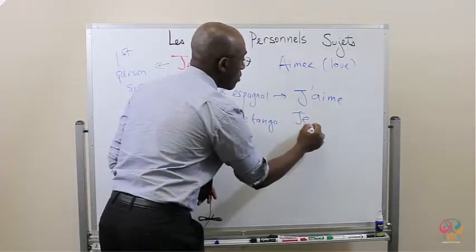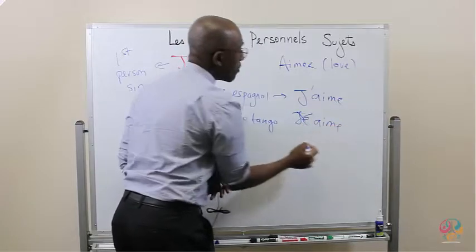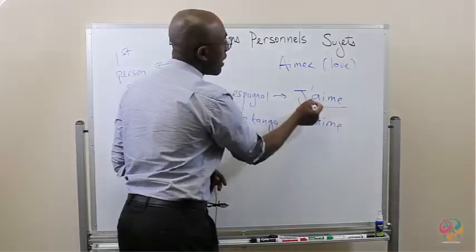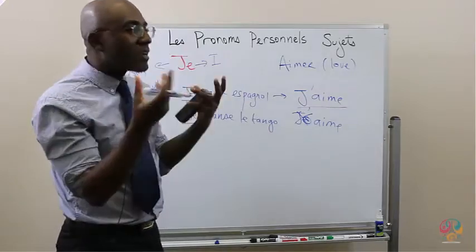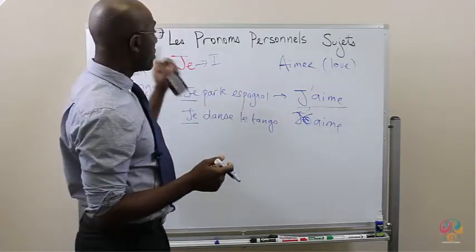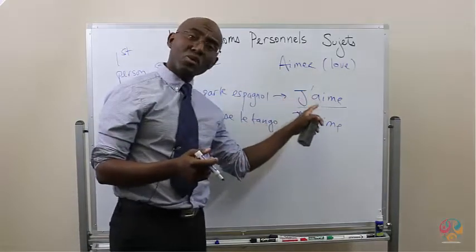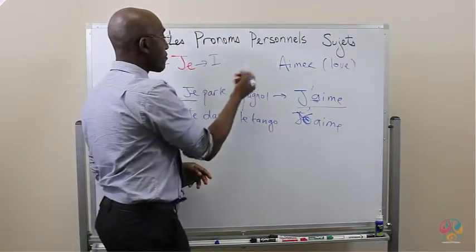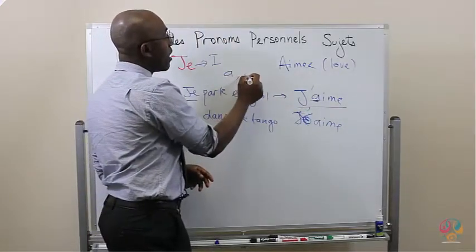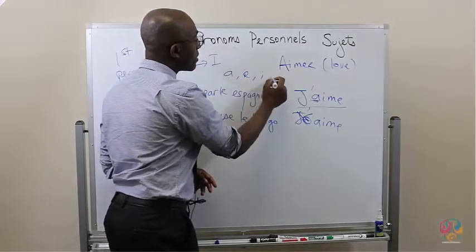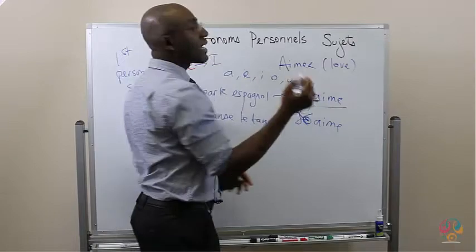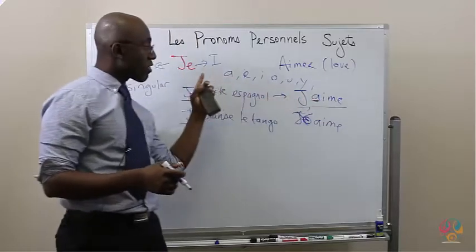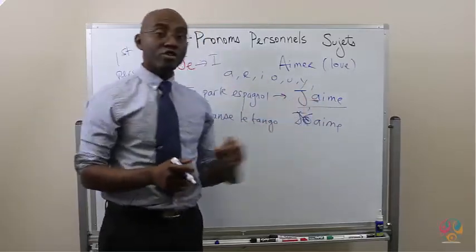Instead of je aime, I will have to remove the E and place an apostrophe. J'aime. Kind of the liaison to make it sound nice. J'aime. So, je turns into J apostrophe, when it precedes a vowel. So, vowels in French will be A, E, I, O, U, and Y, which is also considered a semi-vowel. But basically, if you have a verb that begins with one of these, you will need to have J apostrophe.